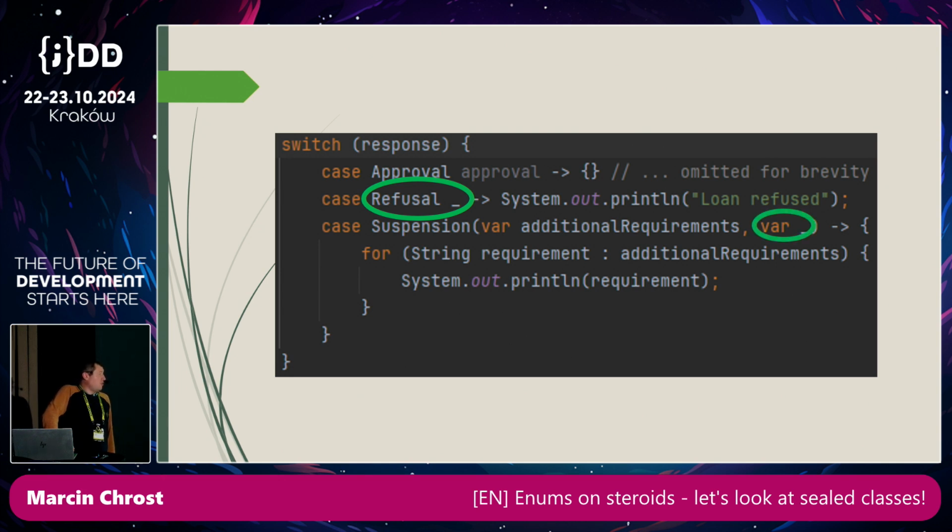This also applies to situations where we are, for example, doing record deconstruction. We can safely omit one or more of the record's members when deconstructing it. And the third case where this unnamed pattern plays an important role is when you are catching an exception and you are not interested in the exception at all, you just want to log something and do nothing more. In such a case, you can omit the exception variable, which is not needed.